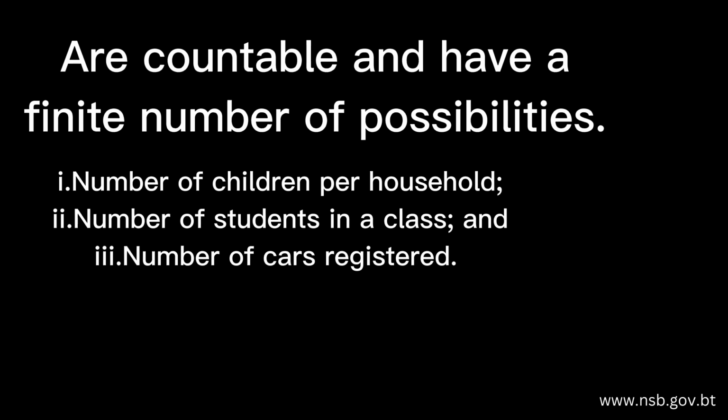In all the above examples, the number of possibilities is finite and can only be represented by an integer. For instance, the number of children per household will never be 3.5 or 6.2. So, the number of possibilities is finite, countable, and will always be an integer.